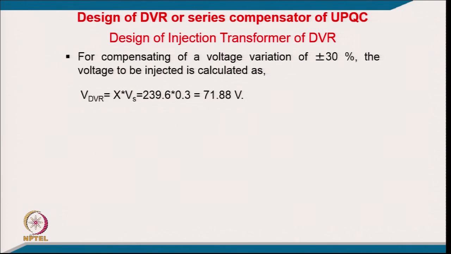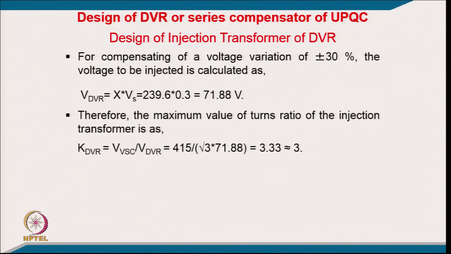Similarly, we can do the calculation for the DVR or series compensator, UPQC, the design of the injection transformer. For the injection transformer, we already talked about that we want a voltage variation compensation of plus minus 30%. So, the voltage to be injected will be of the same order. That comes around 71.88 volt, and then the current rating, so that much voltage, and how much you would like to keep on the DC link. So, you can find out the turns ratio corresponding to that.